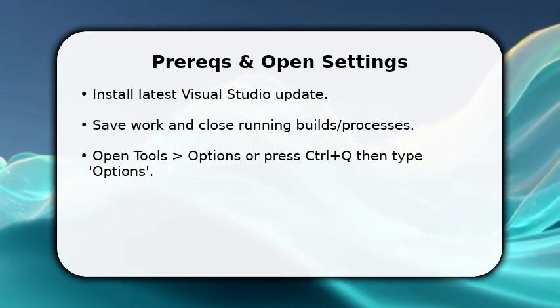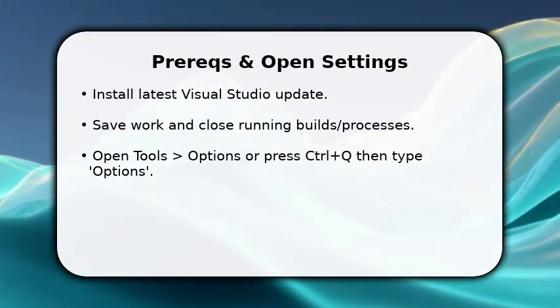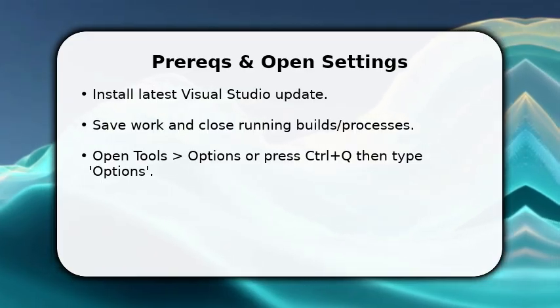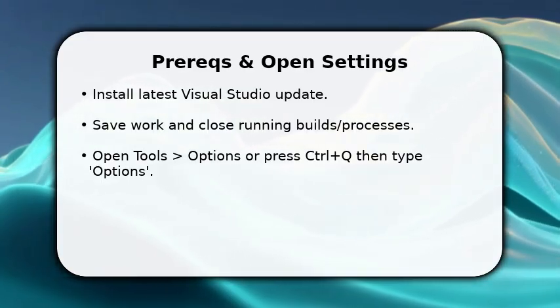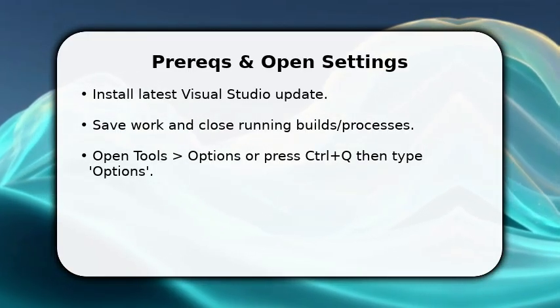You start by ensuring Visual Studio is updated and your work is saved. This avoids theme glitches. Once done, open Tools, then Options, or use Control plus Q and type options to jump straight there. You need the Environment section visible.